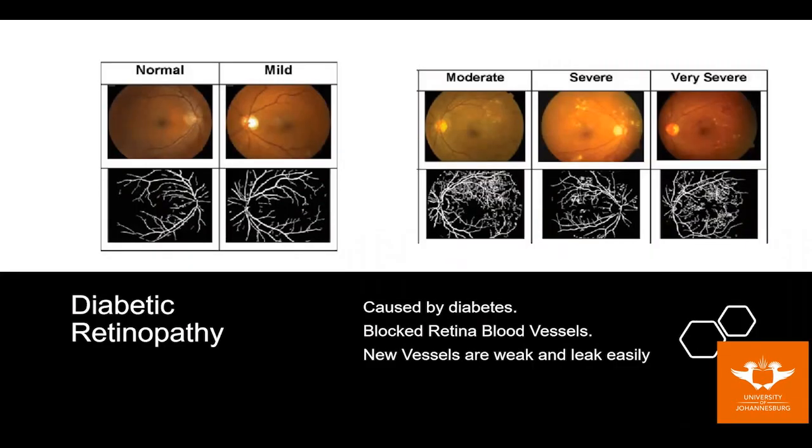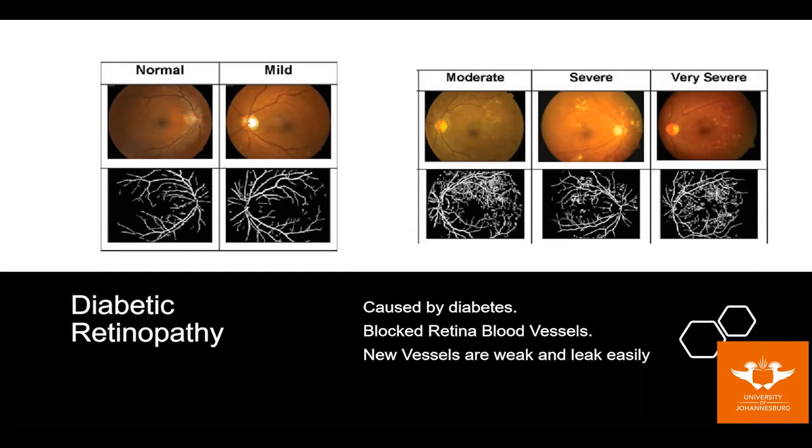Diabetic retinopathy is a complication caused by diabetes. Too much sugar in your blood can lead to the tiny blood vessels that nourish the retina getting blocked. The eye may attempt to grow new blood vessels, but they might not develop properly and may leak easily.